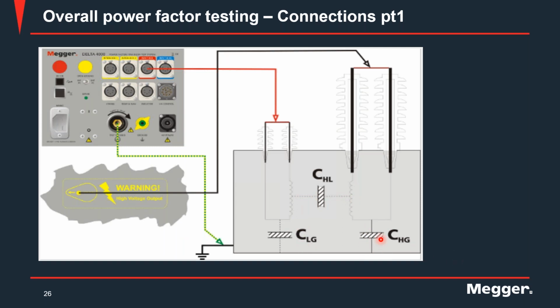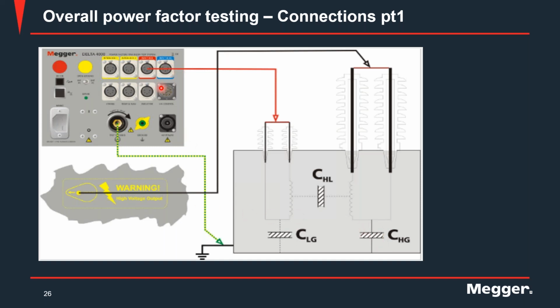What we do is we short the high voltage bushings together, and we short the low voltage bushings together separately. The reason we do this is because we want the entire winding to be at the same potential so that we have a single electrode. Then we connect the high voltage cable on the high side winding and the red cable on the low voltage winding. The red cable is a measurement cable.